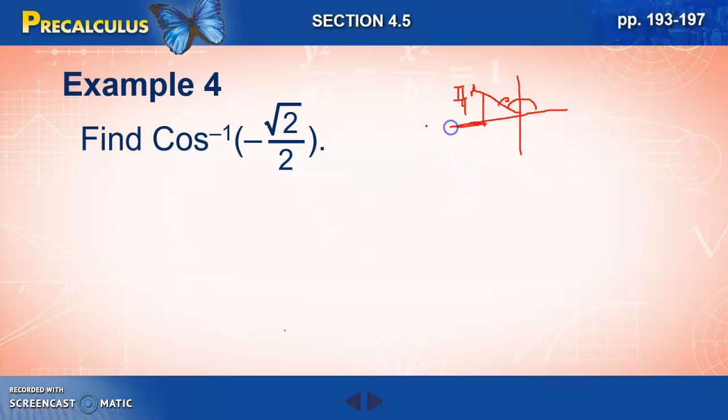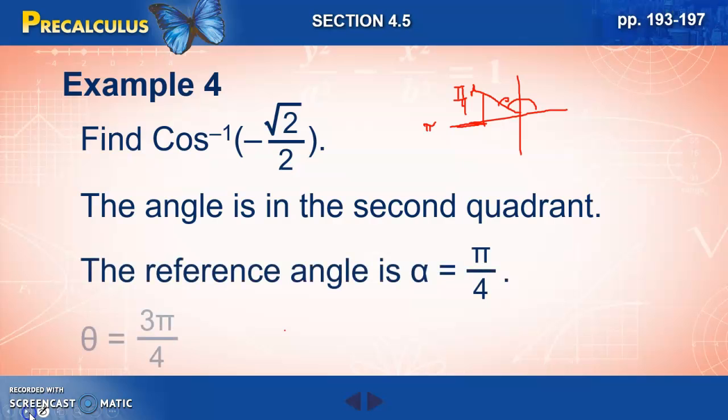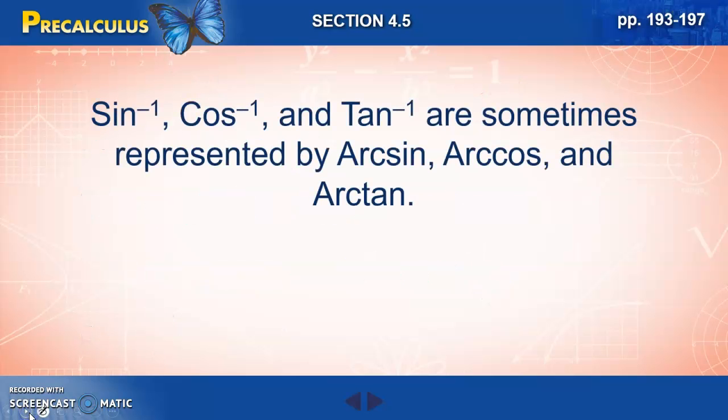You can take this value right here, which is pi, and subtract your reference angle pi over 4, which gives you 3 pi over 4. So that is our angle there that we are referencing here.